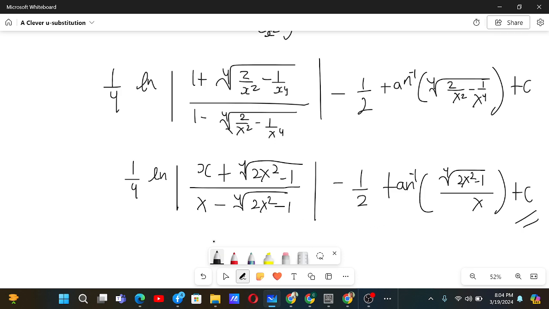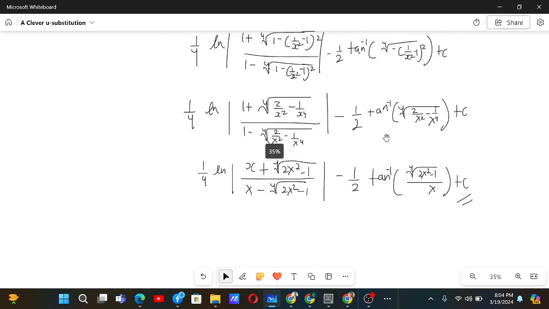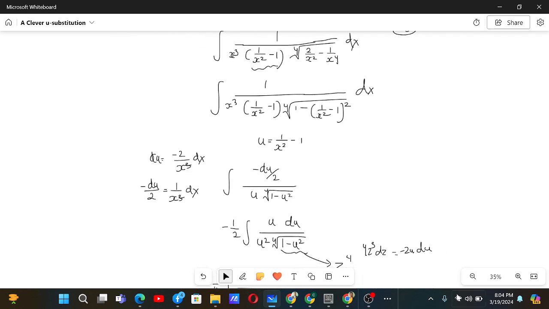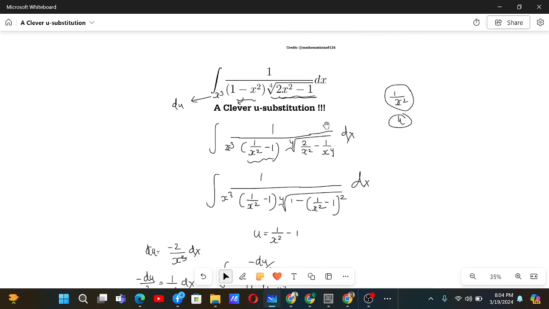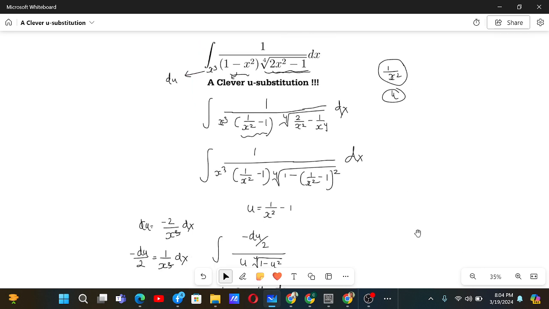So this is the answer, and I do think that this substitution should be a pretty clever one, basically the first one, to be able to know this thing. But it's not that hidden as well. You can just somehow notice that this can be made into 1 by x square, and also over here. It's not that hidden though, but it was a pretty clever one.